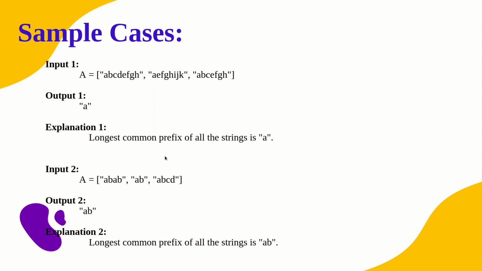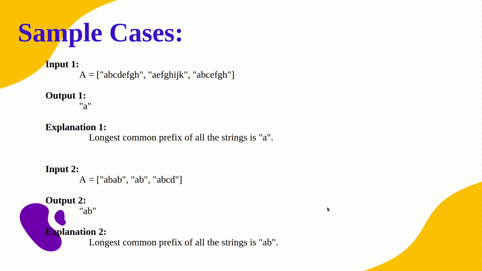Just pause it for a while. Take some examples of your own and you will definitely understand what the problem statement is asking you to solve. Let's take input 2: AB, AB, AB and ABCD. Even though this is the string which is AB, we cannot get a larger prefix, as simple as that. So the answer would be AB, because it is the common prefix in all the given strings. So the longest common prefix of all the strings is AB. Just take some examples of 10 strings.